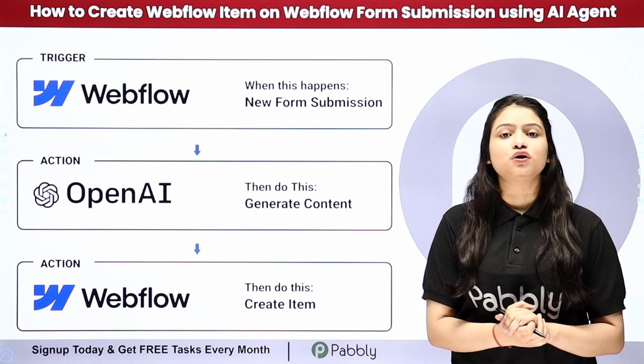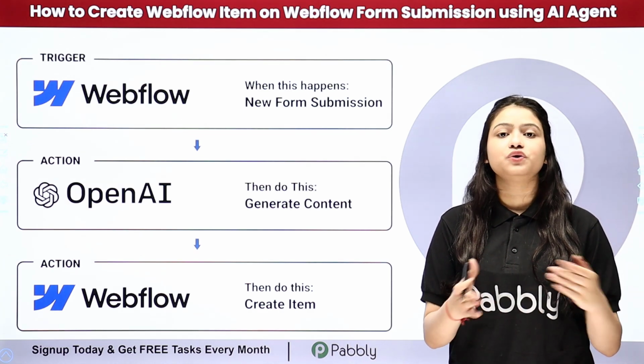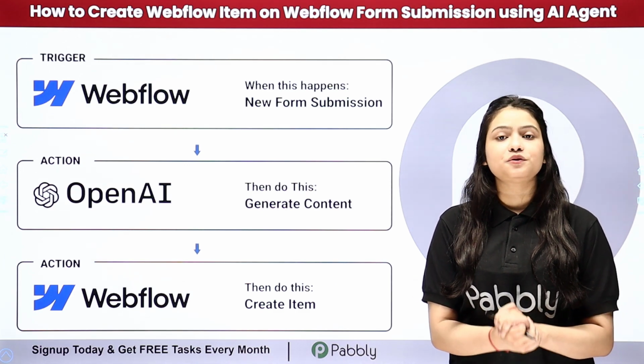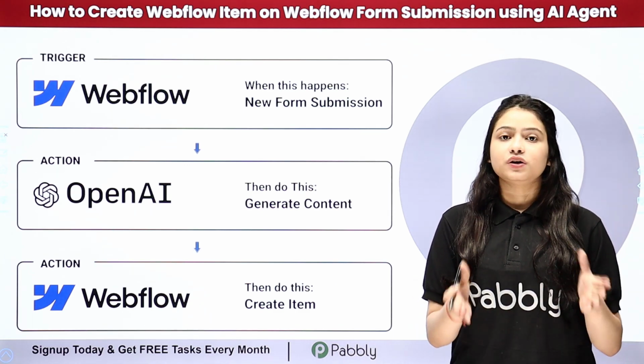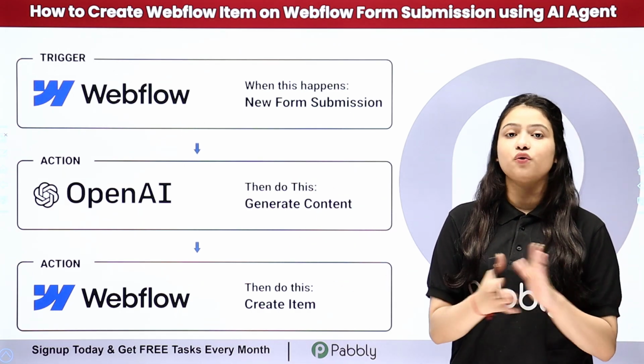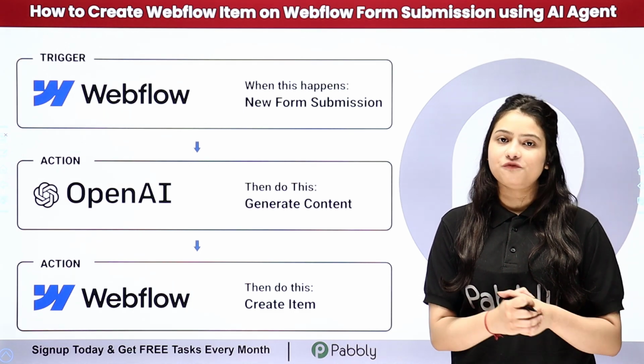But how are we going to automate this entire process? For this, I am going to use an AI agent that is going to generate the content for my post automatically, and I'm going to automate this entire process with the help of Pabbly Connect. To build the connection between all these applications, I'm not going to use any kind of coding and programming skills. I will be connecting all these applications simply with the help of Pabbly Connect.